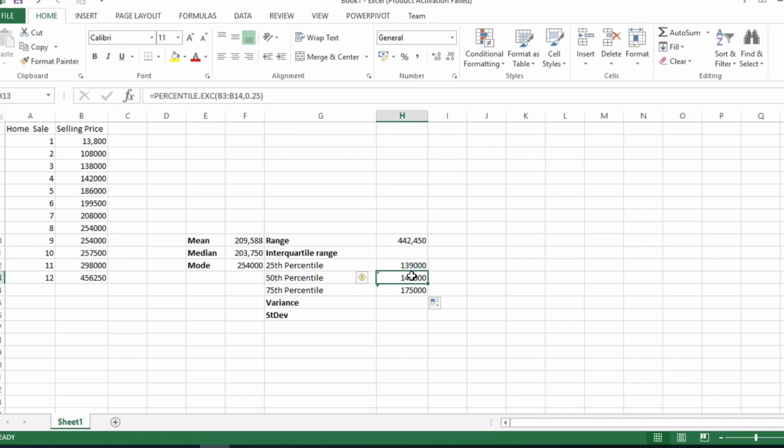So, we just drag it, and then just change the values on the side, which are the 50th, 75th, and the 25th percentile.